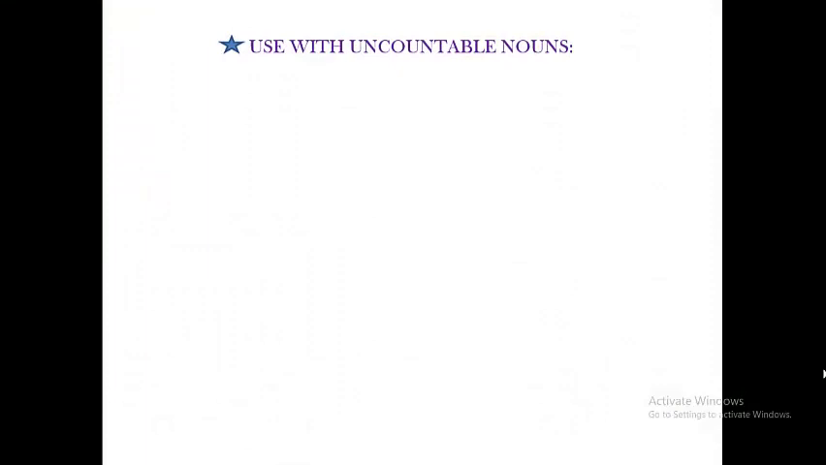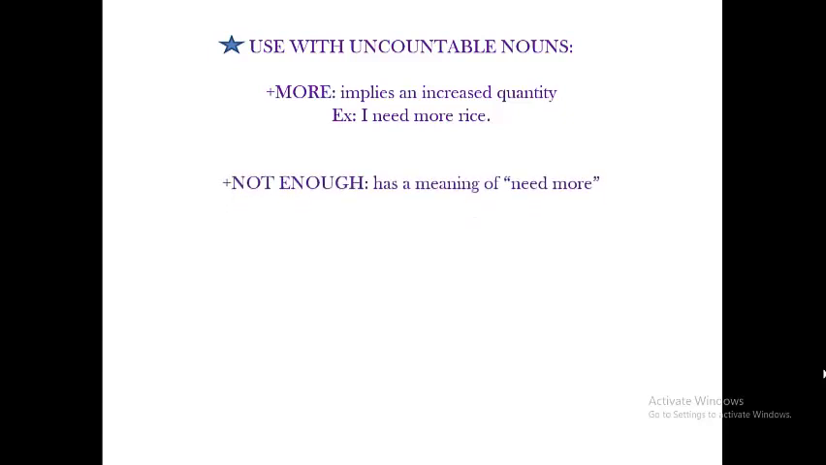And as for quantifiers that are used with uncountable nouns, the first one is more. It implies an increased quantity. For example, I need more rice. The rice that you have is not enough for you, and therefore, you need more rice to eat. Okay, the next one, not enough. It also has the meaning of need more. For instance, you can say, there isn't enough food for all my family members.